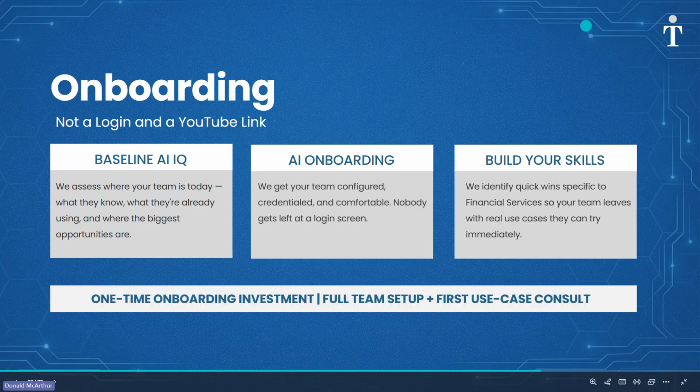So what does onboarding look like? Well, here's what gets you started. There are three phases. First, baseline AI IQ. We're going to sit down and assess where you are with AI, how you're using it, what you're doing, what you know, what tools you're using, and what's working for you. Is there a gap? What's that gap? We're not going to assume anything. We want to talk to you.